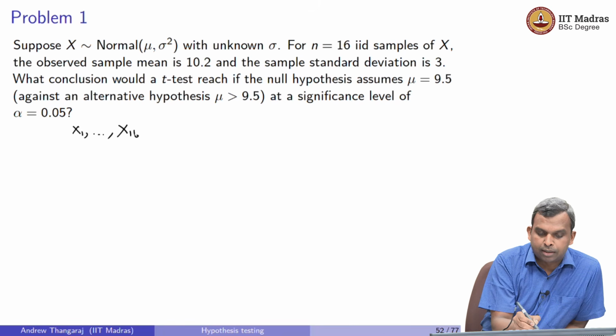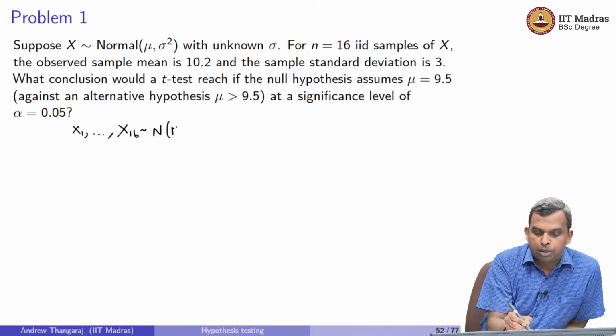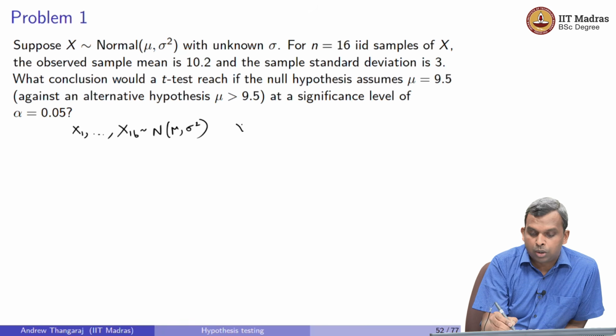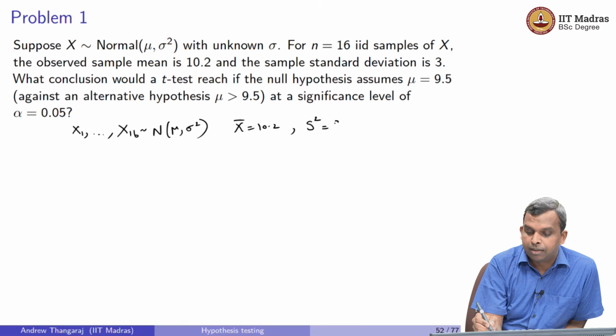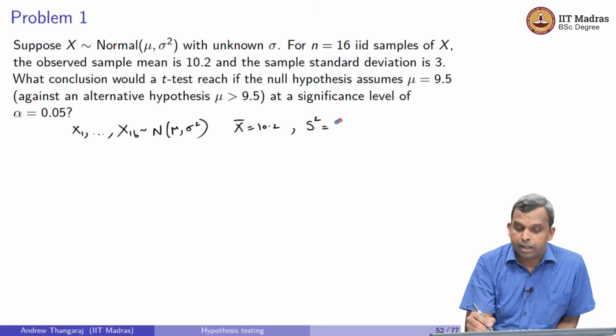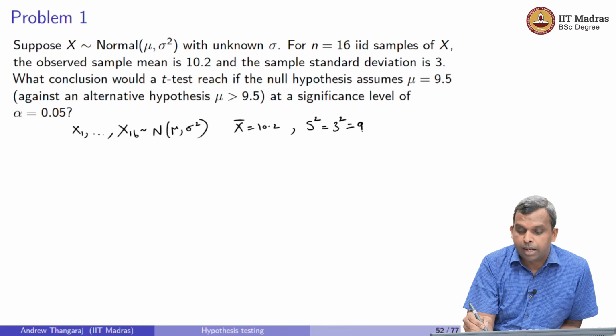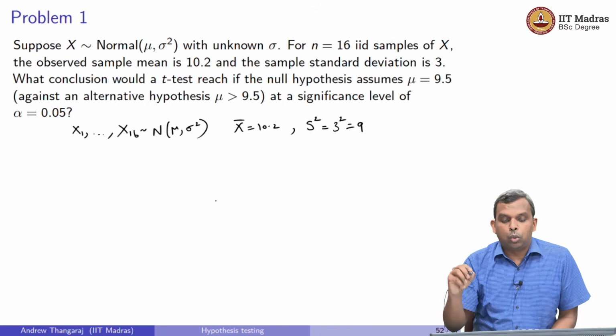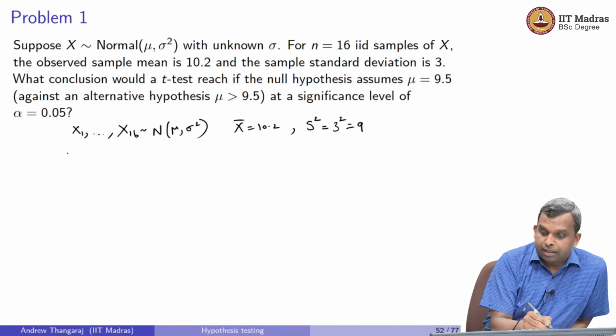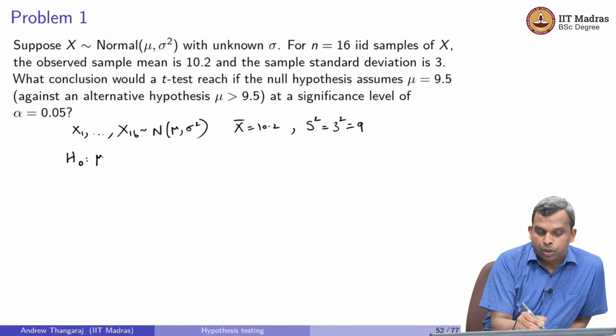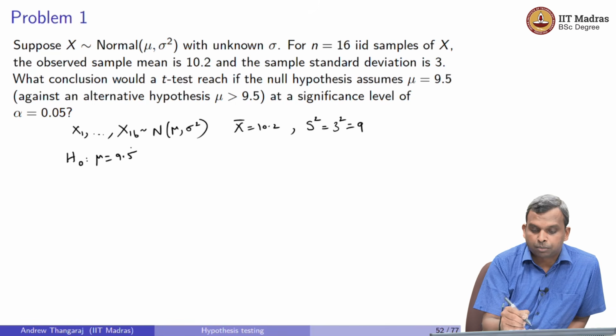Your samples are x1 to x16, which are normal mu sigma squared. Sigma is not known, and then x bar is 10.2, and s squared, which is the sample variance, is 9, right? So it's 3 squared, which is 9. Okay. So you want to do a test with the null hypothesis being mu equals 9.5. And the alternative hypothesis is mu greater than 9.5.